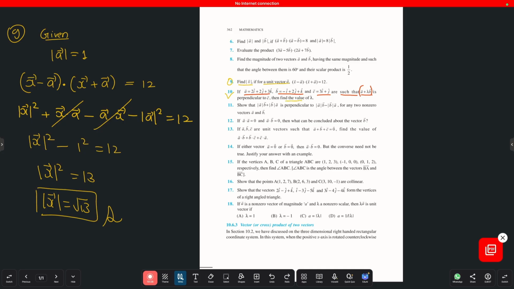Then for the value of lambda, use this condition: a vector plus lambda b vector dot c vector equals 0. This vector is perpendicular to c vector, so if they are perpendicular, their dot product is 0. Before that, I need the a plus lambda b value. What is a plus lambda b? No problem, just find a plus lambda b.